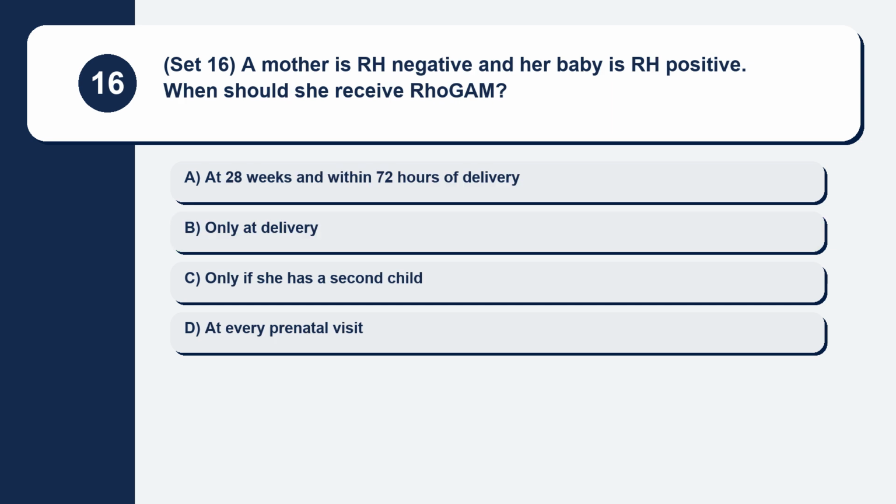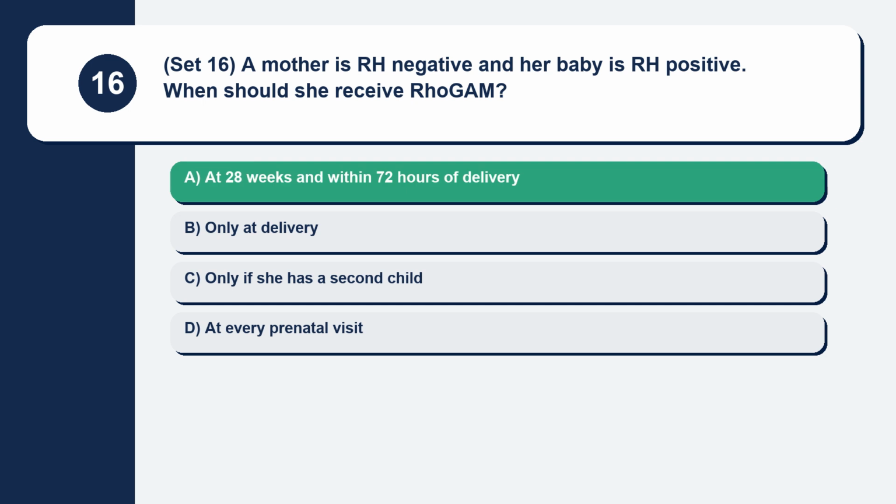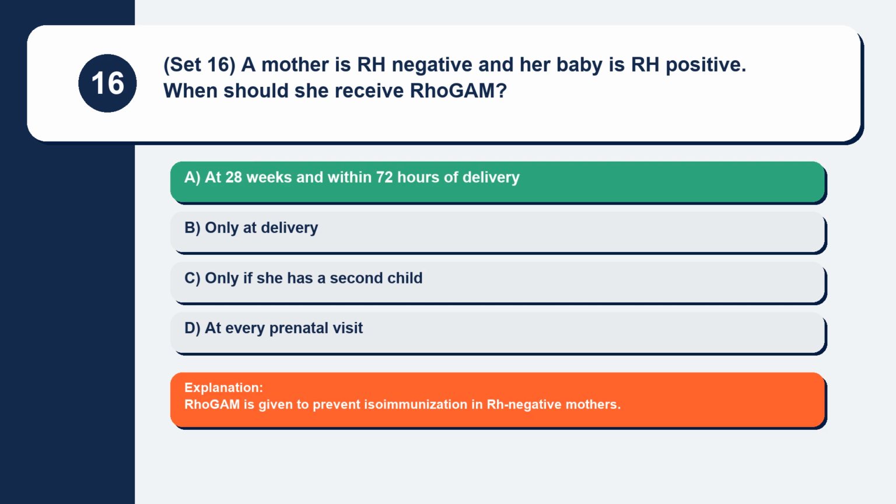Question 16, Set 16. A mother is Rh negative and her baby is Rh positive. When should she receive RhoGAM? At 28 weeks and within 72 hours of delivery. Only at delivery. Only if she has a second child. At every prenatal visit. RhoGAM is given to prevent isoimmunization in Rh negative mothers.